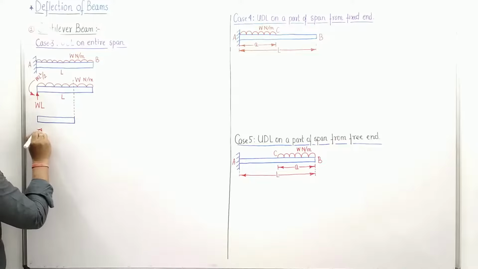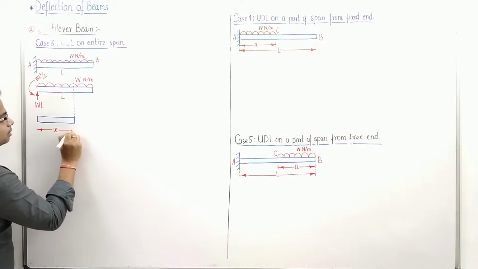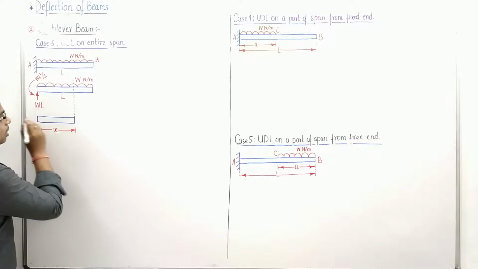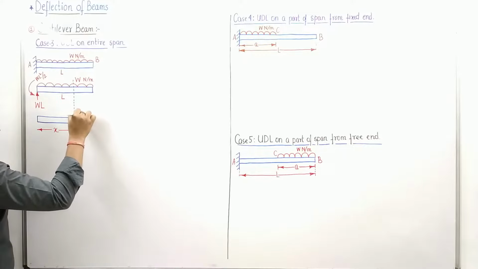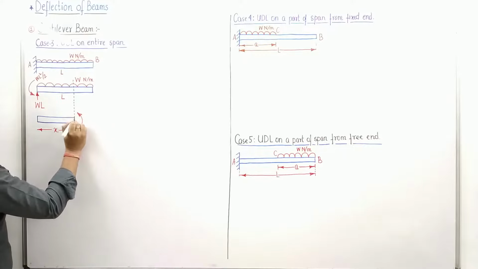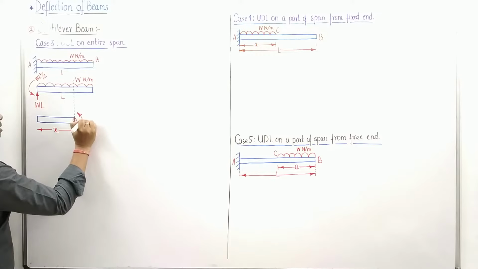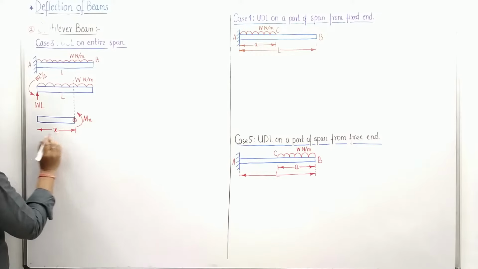So obviously this distance is x. So if we take the section from the left, the bending moment is anti-clockwise over here. At this very point we need the value of bending moment. So this is Mx.